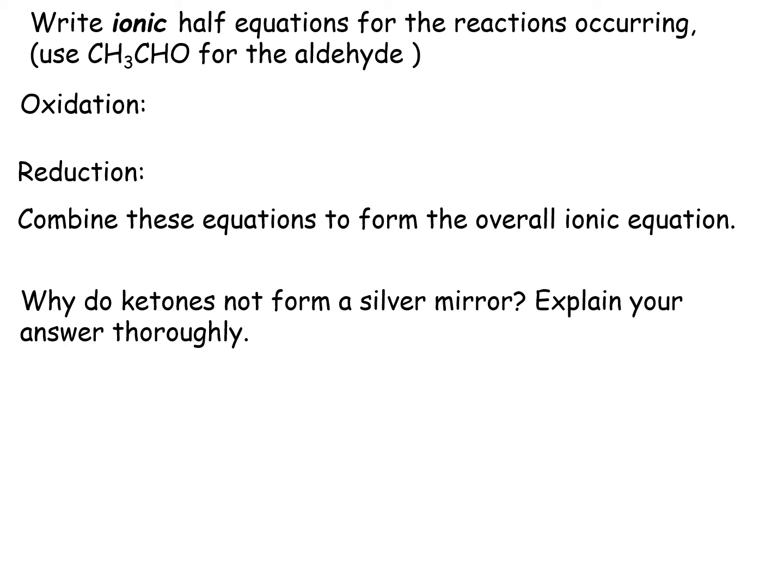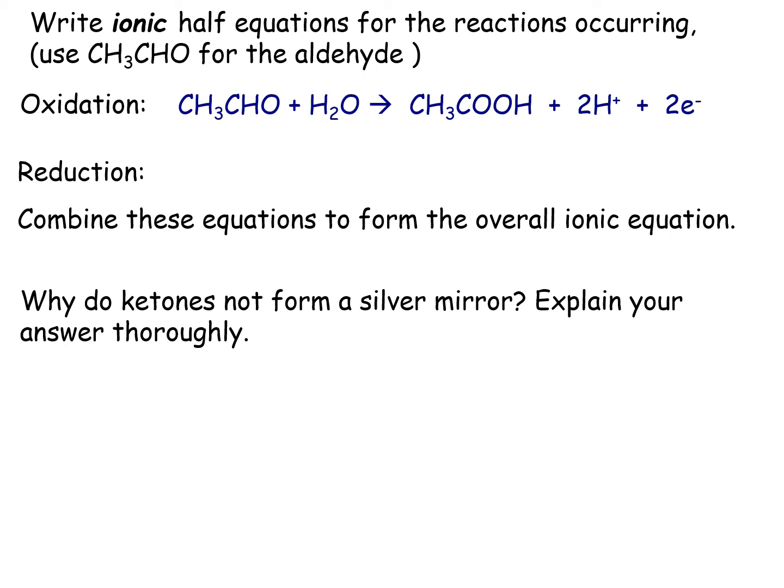But just going through it briefly then, oxidation, they're asking us to use the ethanol for the aldehyde. So here's the oxidation half equation. So notice the organic has changed from ethanol to ethanoic acid. Notice also that there are electrons on the right hand side. It's a product. So oxidation is loss, so those electrons are on the right. So that's what I'd expect you to be comfortable with.